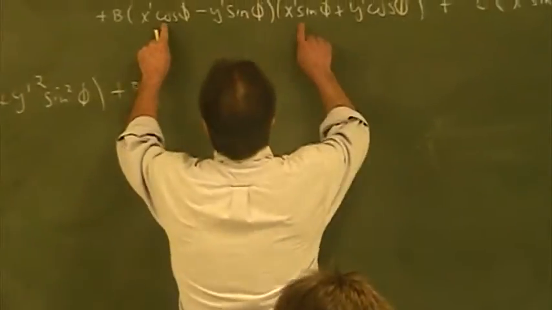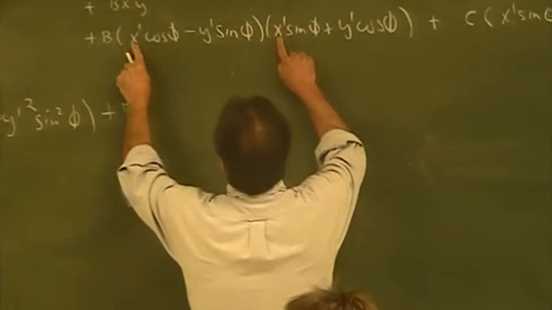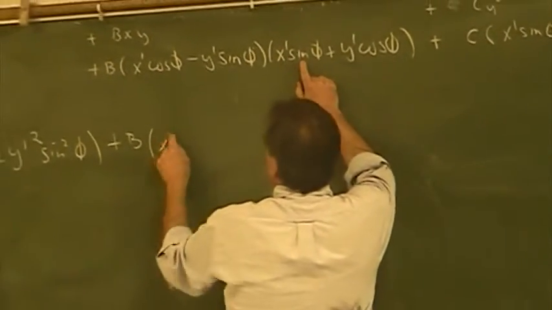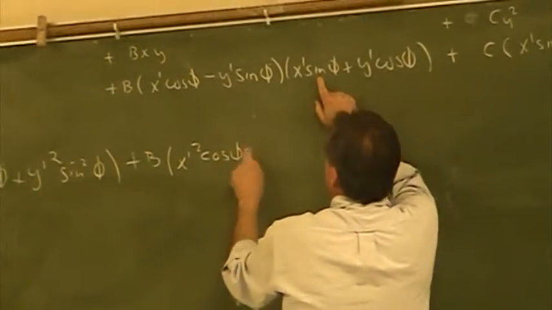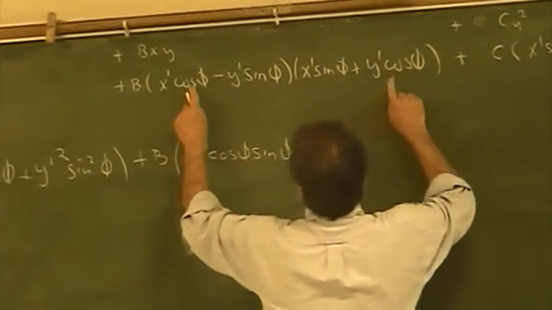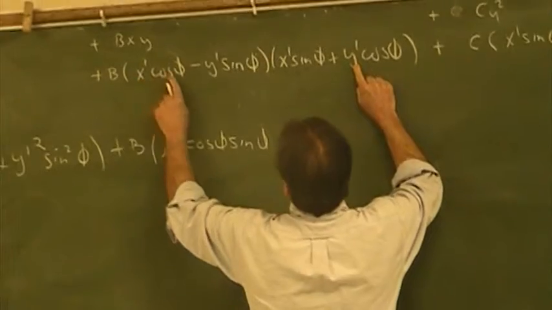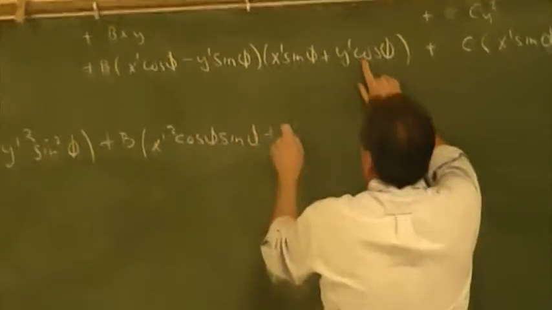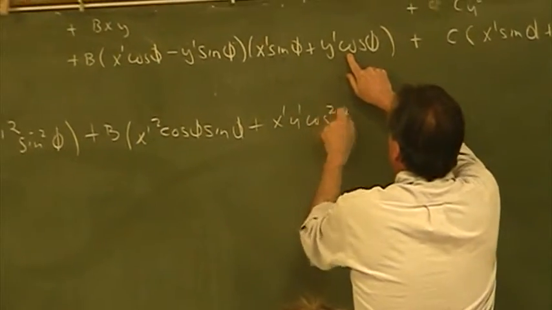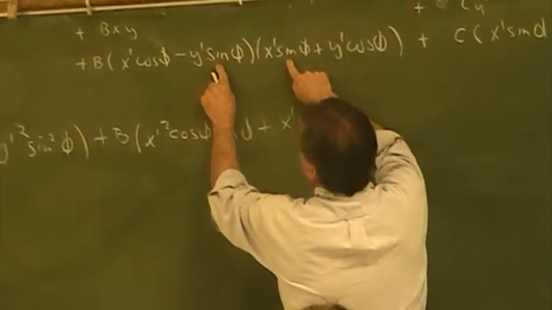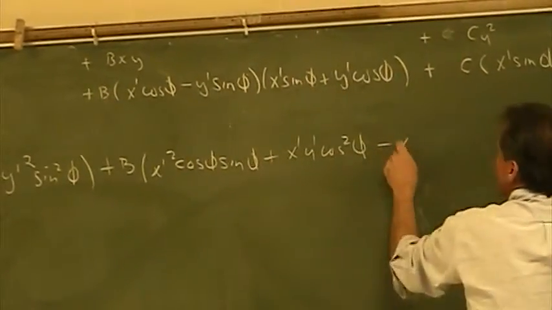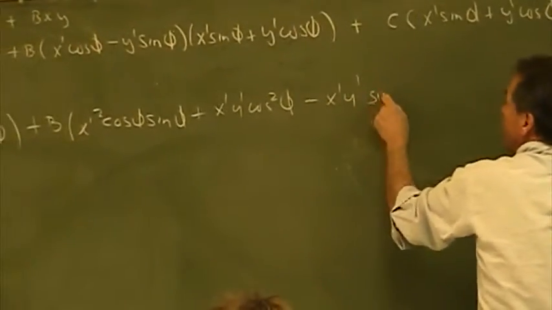Plus B times this one times this one. X prime squared sine cosine. X prime squared cosine sine. This one times this one. X prime y prime cosine squared. Plus X prime y prime cosine squared. Where are we? We're here. Minus X prime y prime sine squared. Minus X prime y prime sine squared.